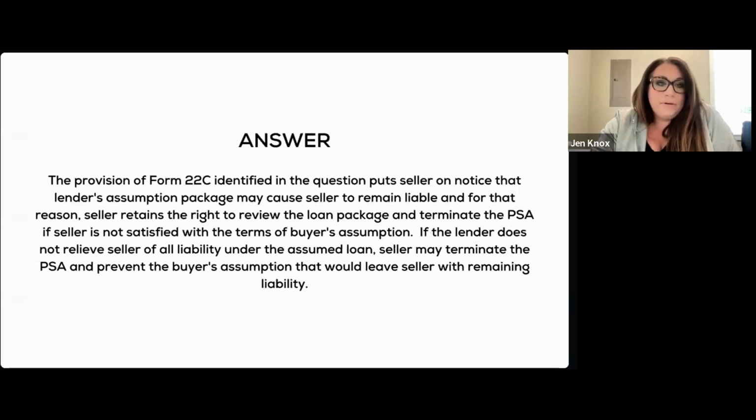So the answer is the provision of Form 22C identified in the question puts the seller on notice that the lender's assumption package may cause the seller to remain liable, and for that reason, the seller retains the right to review the loan package and terminate the purchase and sale agreement if the seller is not satisfied with the terms of the buyer's assumption. If the lender does not relieve the seller of all liability under the assumed loan, the seller may terminate the PSA and prevent the buyer's assumption that would leave the seller remaining liable.